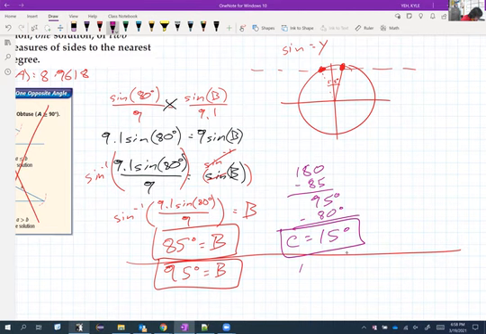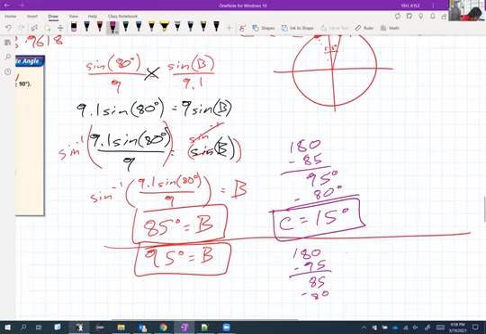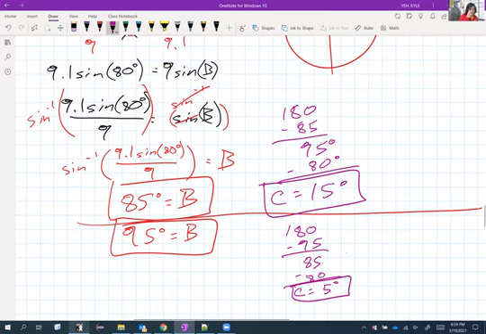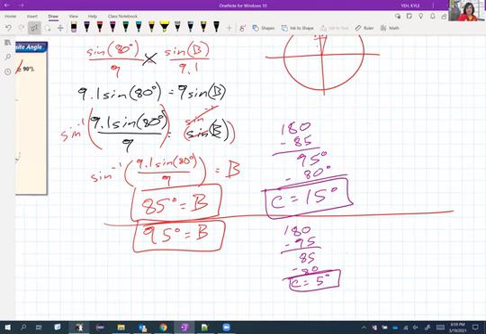But what if B was 95 degrees? Subtract that 95 out and subtract the 80 out, and we're left with C is 5 degrees. So again, this is alternate reality. On top, if B is 85 degrees, then C is 15. But on bottom, if B actually was 95 degrees because it swung out instead of swung in, C would be 5 degrees.